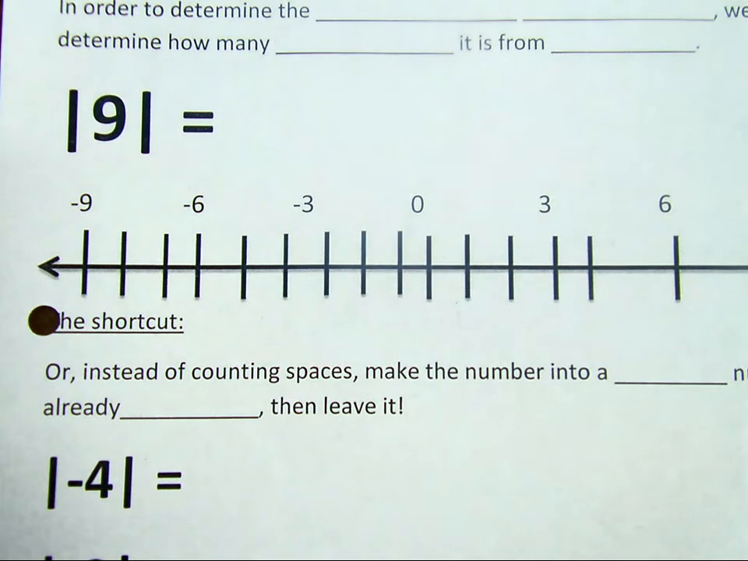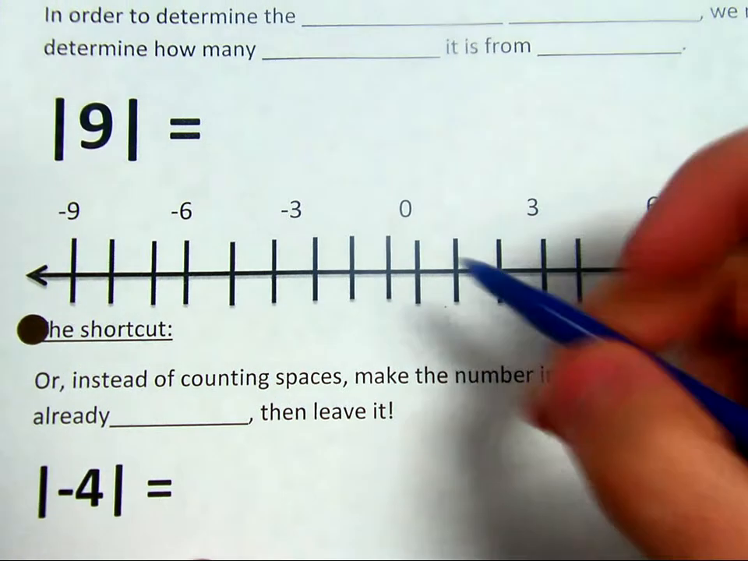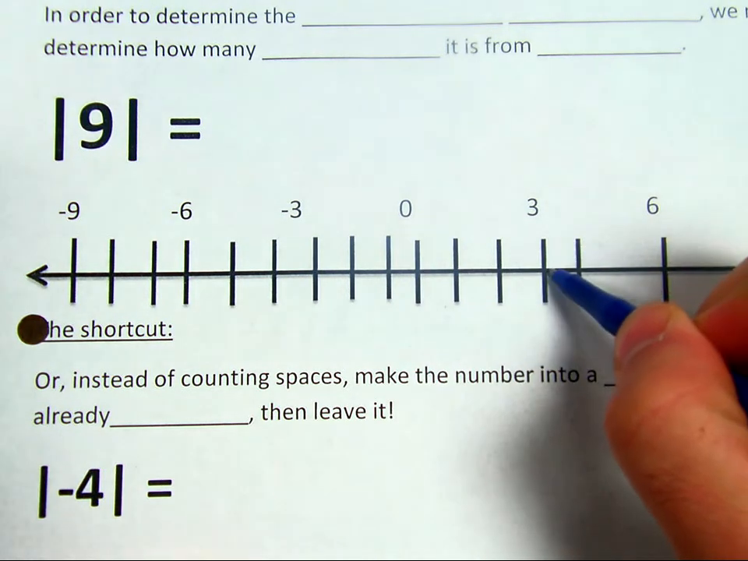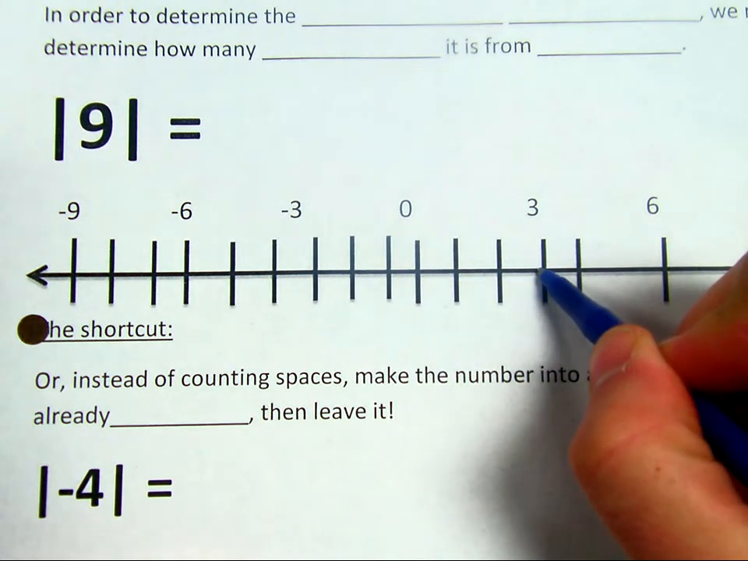Okay, so when we're talking about absolute value, it's a very unique thing in math. Absolute value is simply this. Absolute value is the distance that any number lies from 0. So if this is 0 on the number line, the absolute value of 3 would be 3 because it's 1, 2, 3 spaces from 0.